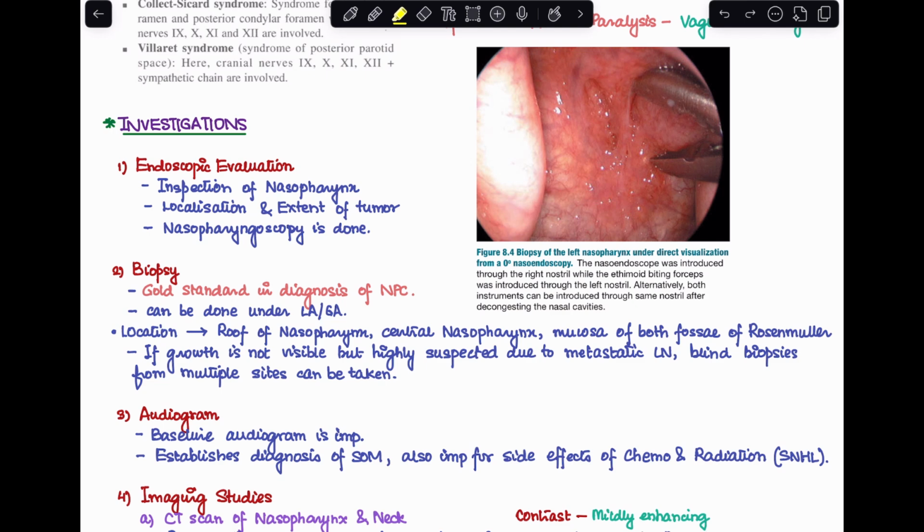In my previous class, I discussed the etiology behind nasopharyngeal carcinoma, what the pathology is, what clinical features you see in those patients, and how the carcinoma spreads. In today's class, we'll wrap it up by discussing the management of nasopharyngeal carcinoma.